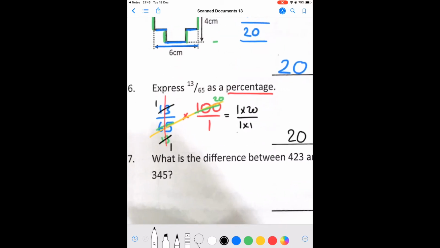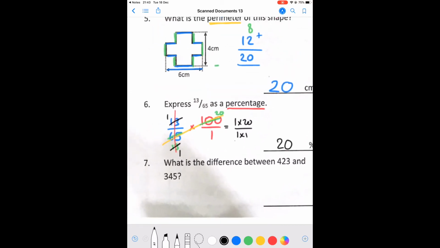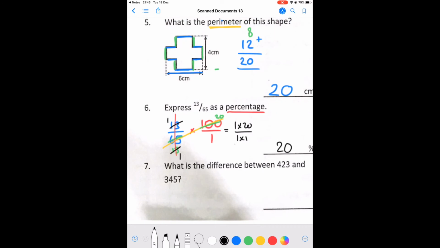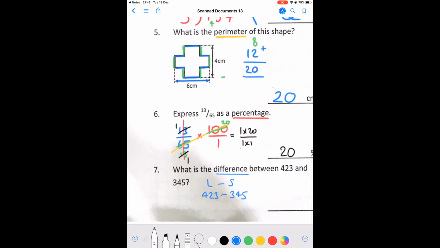Question number 7. What is the difference between 423 and 345? The word difference means the largest number minus the smallest number. So we're going to do 423 minus 345, and if you work that out using the traditional method.